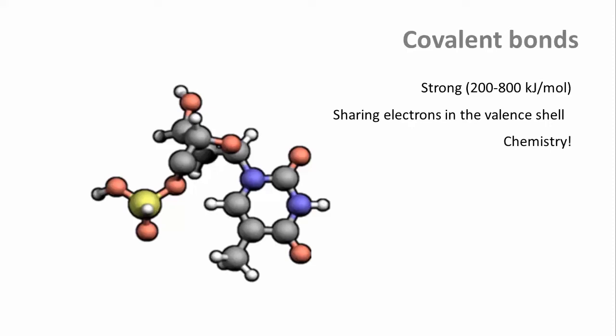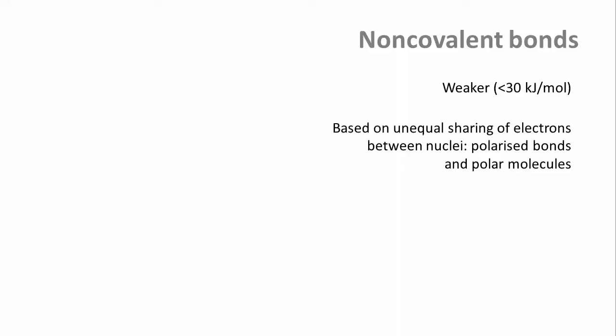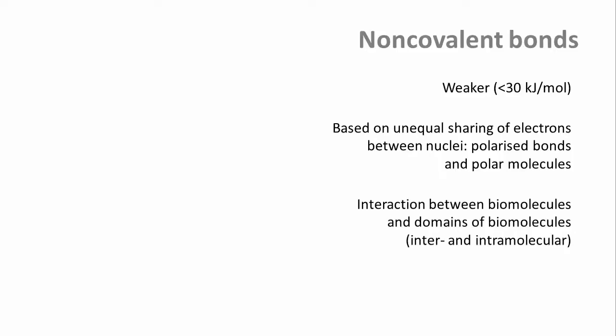However, there are other attractive forces between molecules or parts of molecules that are of really great importance in biochemistry, the non-covalent bonds. These tend to be much weaker, most of them less than about 30 kilojoules per mole, and in one way or another they all come about because of unequal sharing of electrons between nuclei, which makes a covalent bond polarized and the molecule therein polar. This in turn has a knock-on effect on molecules nearby, and the consequence is a non-covalent interaction between two different molecules, intermolecular, or different parts of the same molecule, an intramolecular interaction.